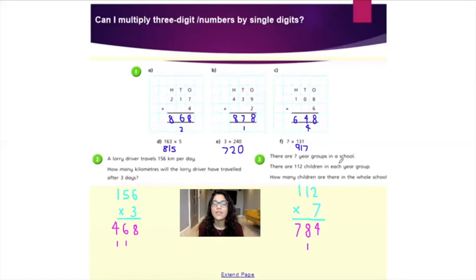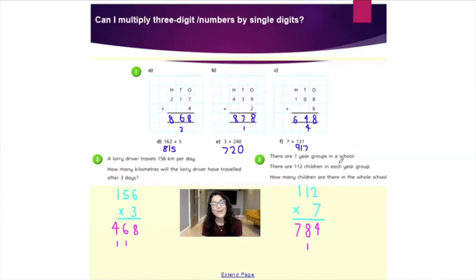Question 3. There are 7 year groups in a school, and there are 112 children in each year group. How many children are there in the whole school? So you do 112 times 7, and the answer is 784, with the 1 being exchanged. So in the whole school, there are 784 children.